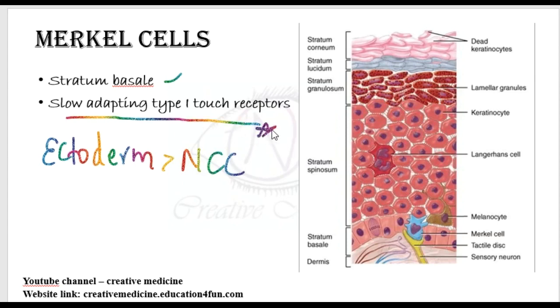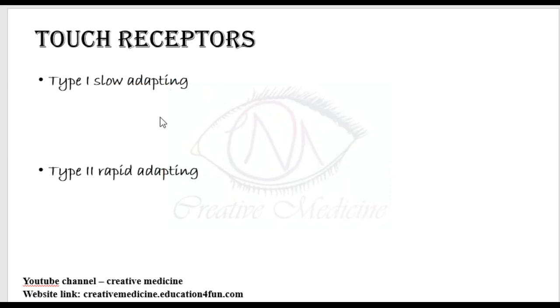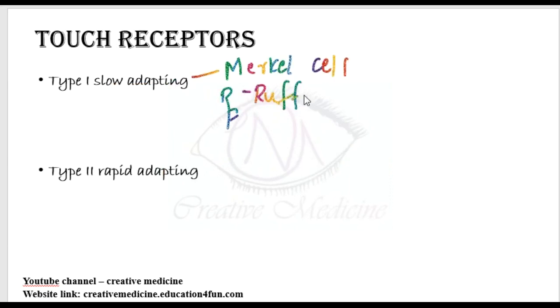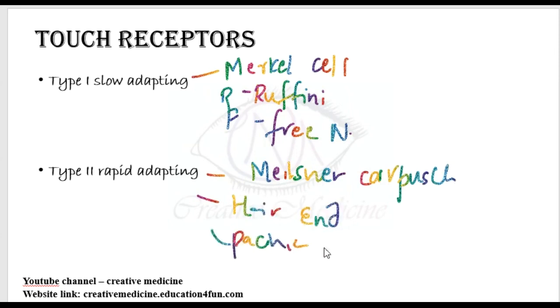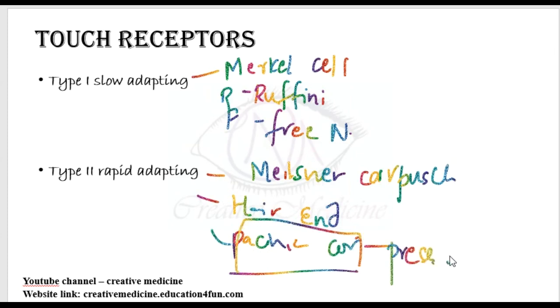Touch receptors can be of two types: type 1 slow adapting touch receptors or type 2 rapid adapting touch receptors. Type 1 include Merkel cells, Ruffini's nerve endings and free nerve endings. Type 2 include Meissner's corpuscles, hair endings and Pacinian corpuscles. Among these, Pacinian corpuscles are important in detecting pressure and vibration.